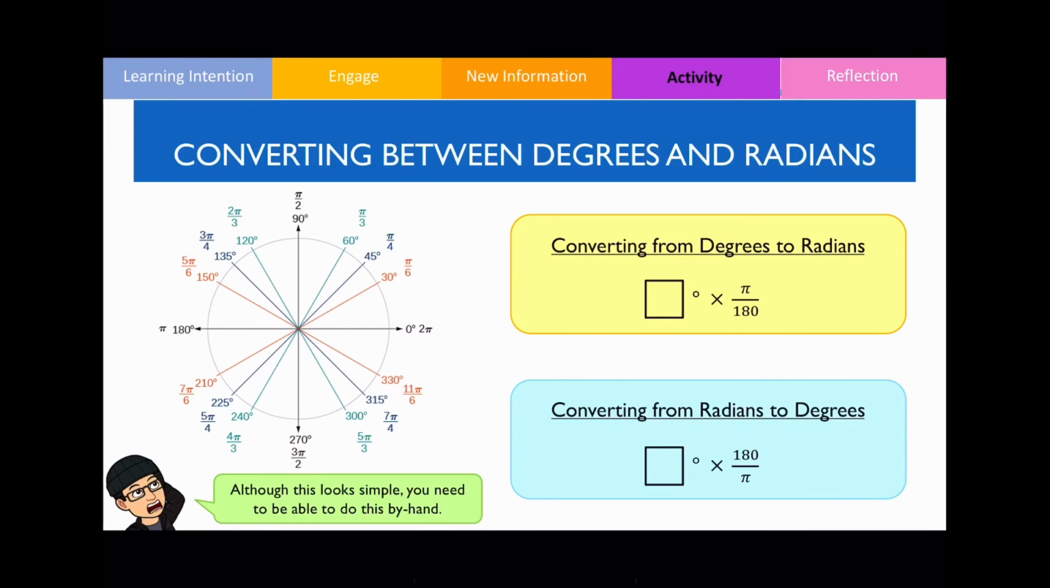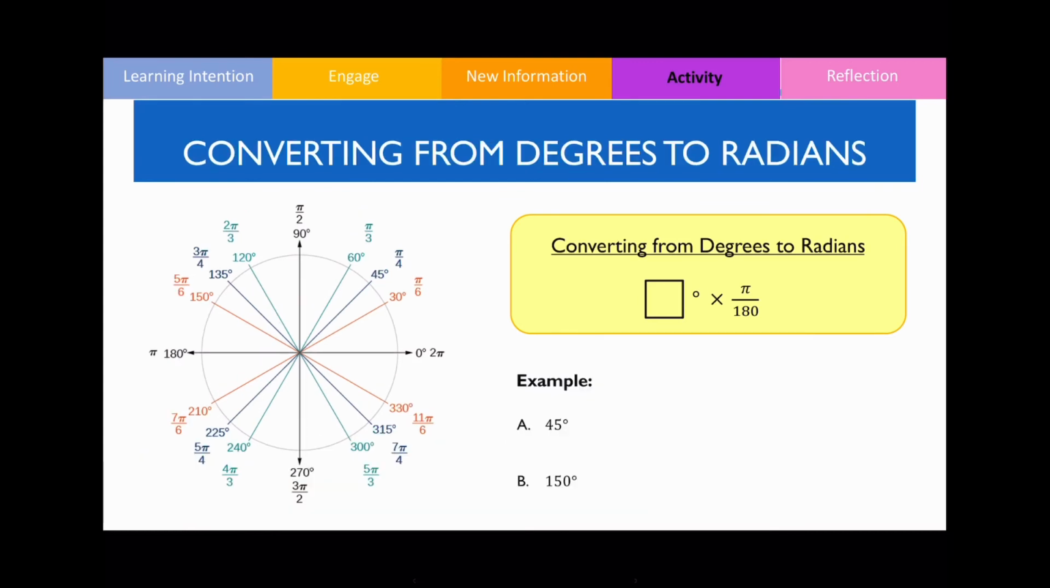Now, although this simple step looks quite easy, it is actually really important that you know how to do this conversion by hand. You can obviously do this quite easily with a calculator, but some of the questions that we give you when we come back to school will have a non-calculator component to it, so that's why you need to know how to do this without a calculator. So let's go through some examples over here.